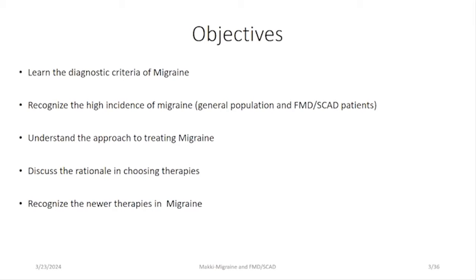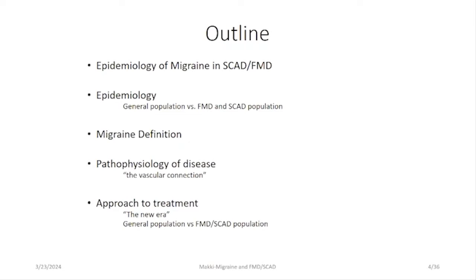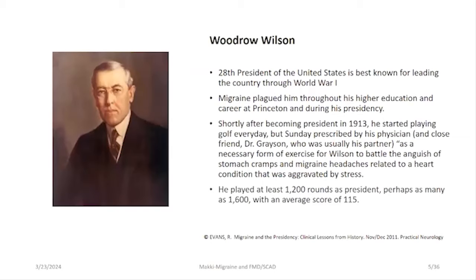After this lecture, I hope to convey a few objectives. First, I will explain how we diagnose migraine a little bit. I will discuss the significant coexistence of migraine with both FMD and SCAD. I will also touch on newer therapies and the approach that we follow to treat migraines. We will start by discussing numbers, how common migraine is in FMD and SCAD. We will then discuss how common migraine is in the world and in other patient populations. Then I'll talk about how we define a migraine, the newer understanding of migraine that has changed completely in the past decade, and then a little bit about treatment.